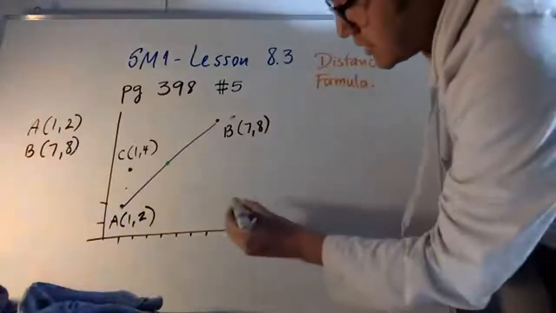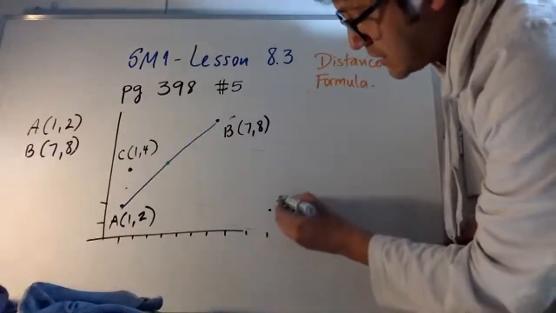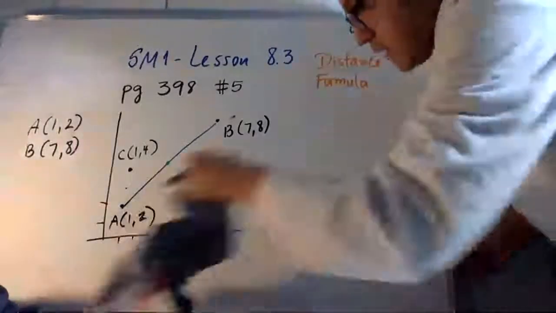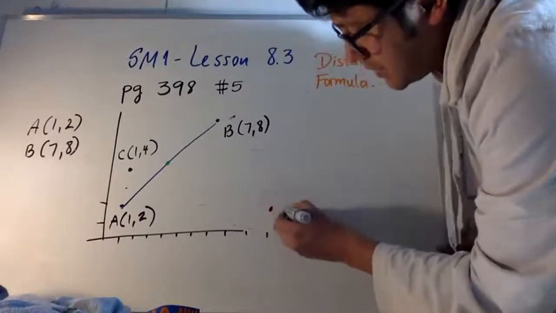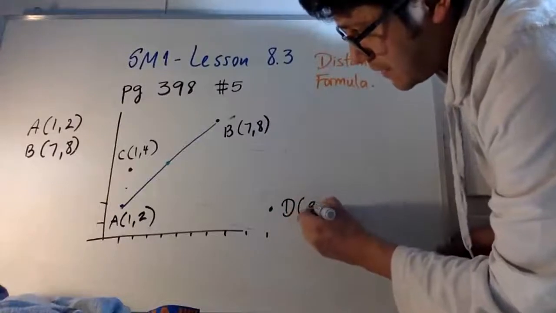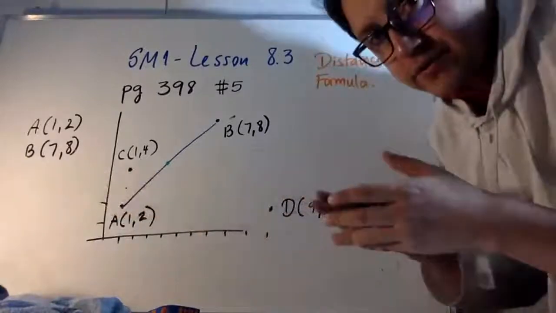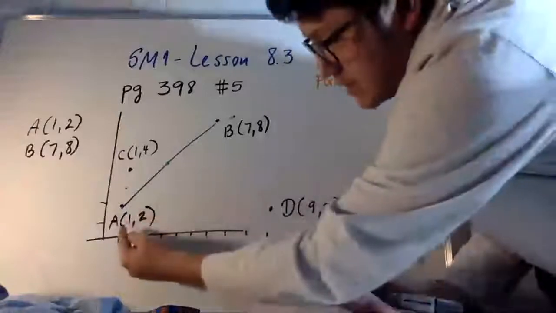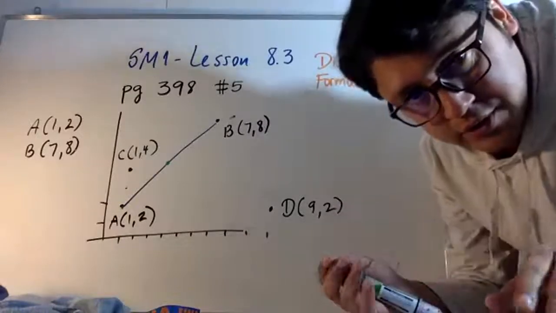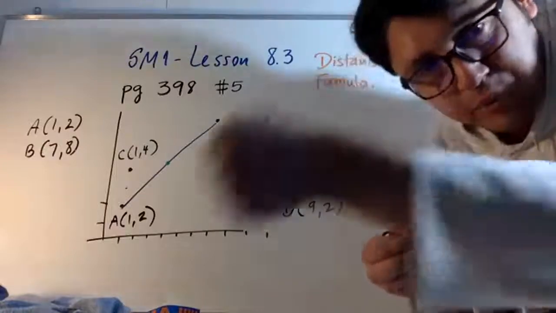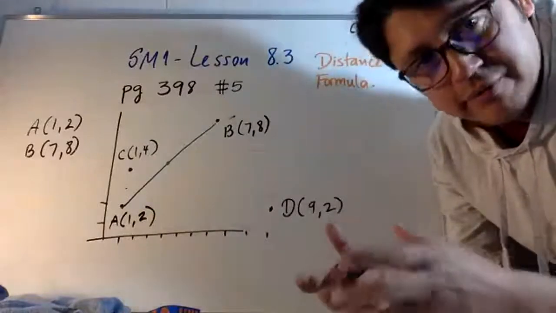When it's horizontal, you have to do kind of the same thing. Let's say that we have point D over here, located at 9, 2. Can you see that they are at the same height? So it's a horizontal distance. It's pretty simple as well. If I go from 1 to 9, the distance is 8 units. So again, vertical or horizontal, you just have to count how much you have to go from one point to another. It's pretty simple. But when it is slanted, that's when we have to use the distance formula.